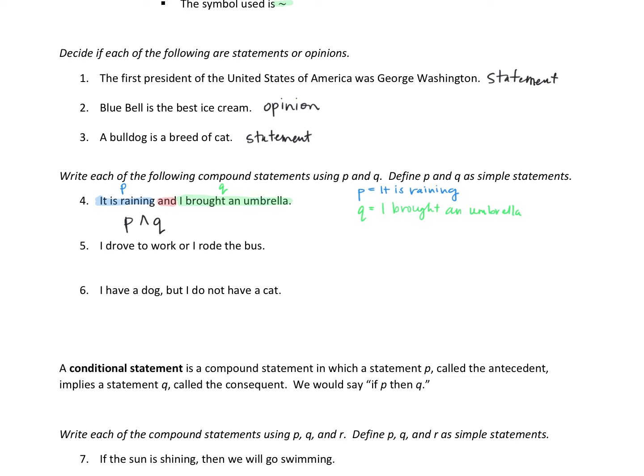Number 5, I drove to work or I rode the bus. Or is the connecting word. Before that, you have a simple statement, so we'll call that P. And after or, we have another simple statement, so we'll call that Q. So P is I drove to work. And Q is, let's use green, Q is I rode the bus.